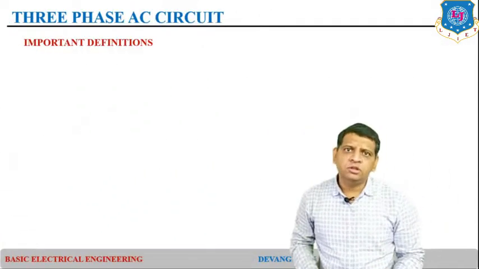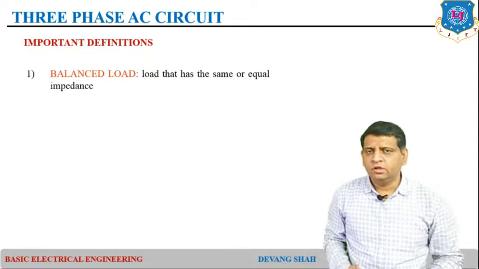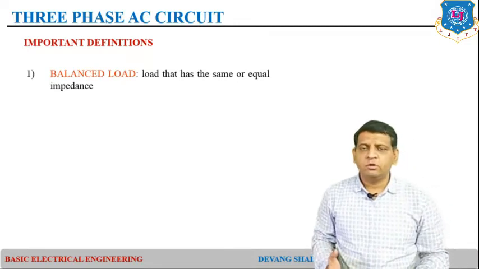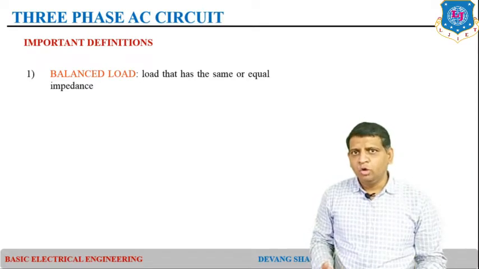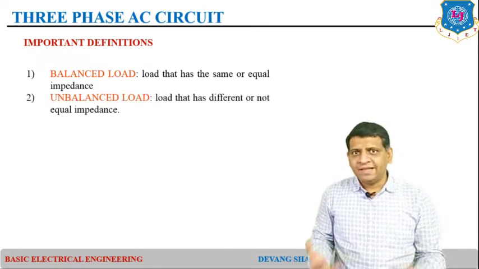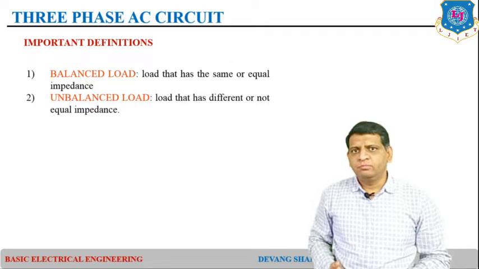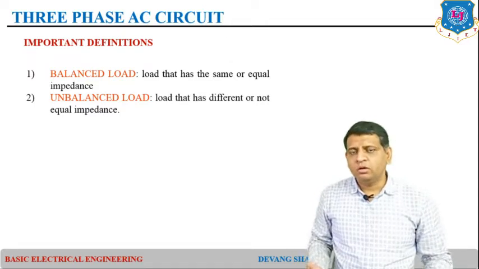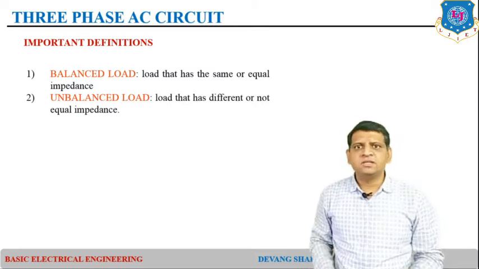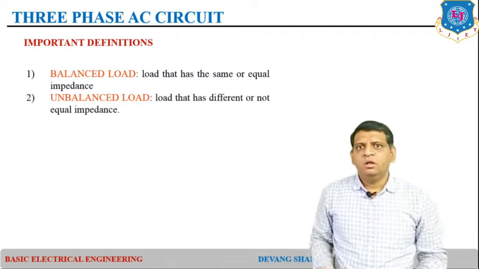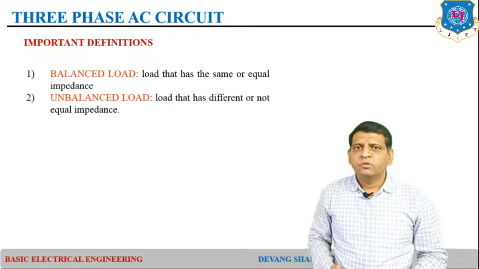If we talk about the 3-phase delta connection, there are common definitions we need to understand, related to balanced load and unbalanced load. In a balanced load, all the impedances connected in a circuit are the same, equal, having the same value. Same way, in an unbalanced load, all impedances connected in a network have different values, or are not equal, right.